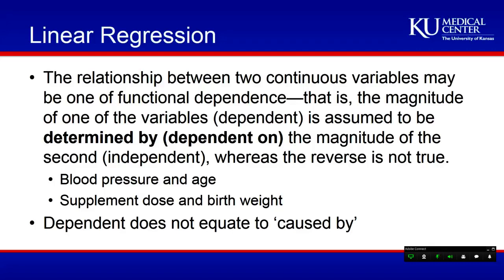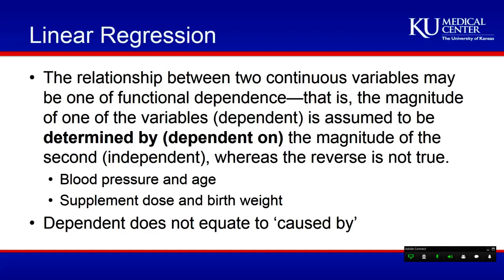If that's not the case, you might be more interested in looking at correlation. If there's no obvious independent variable and dependent variable, then correlation strategies might be more appropriate, where they don't try to assume the nature of the relationship, they're just trying to describe the strength of it. So some examples of this might be supplement dose and birth weight of babies.